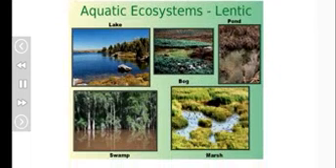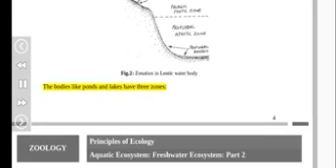3.1. Zonation in lentic systems. Fig. 2. Zonation in lentic water body. The bodies like ponds and lakes have 3 zones.